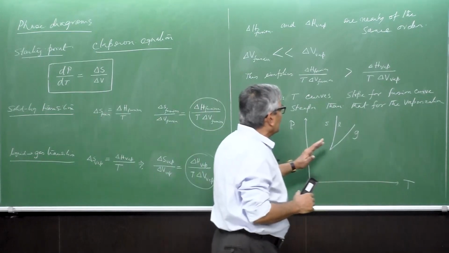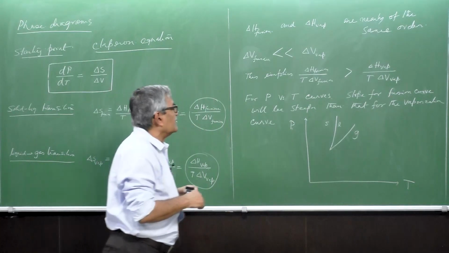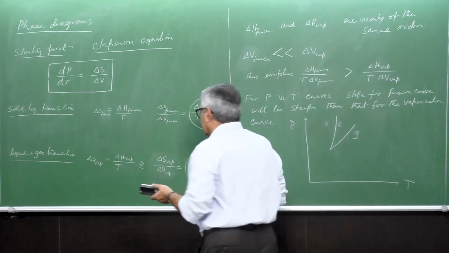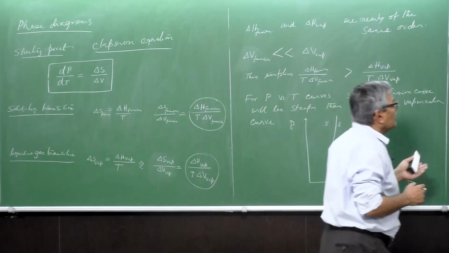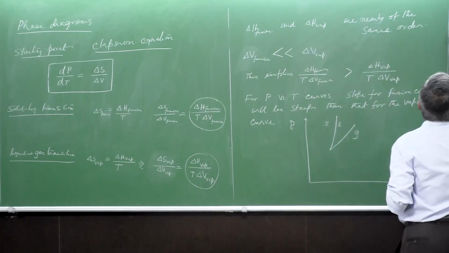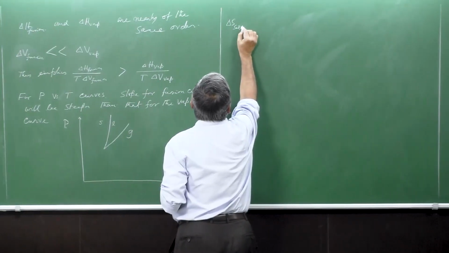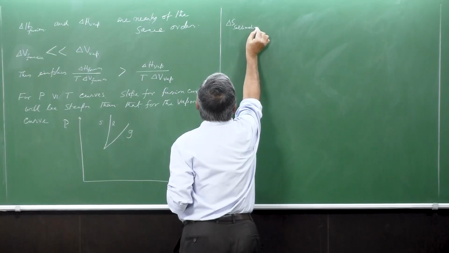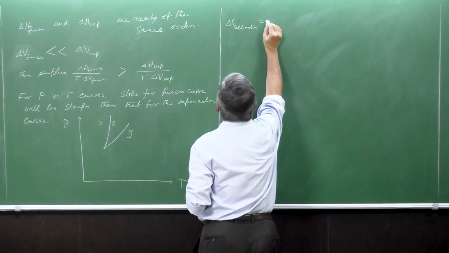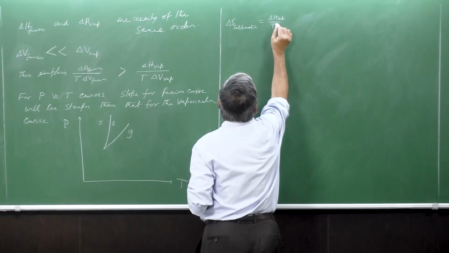Now, there is another case. This is not the end of the story. Then there is another case. If I go from the sublimation case, that is directly from solid to gas, so what should be the thing? So, delta S for sublimation is equal to delta H for sublimation divided by T.